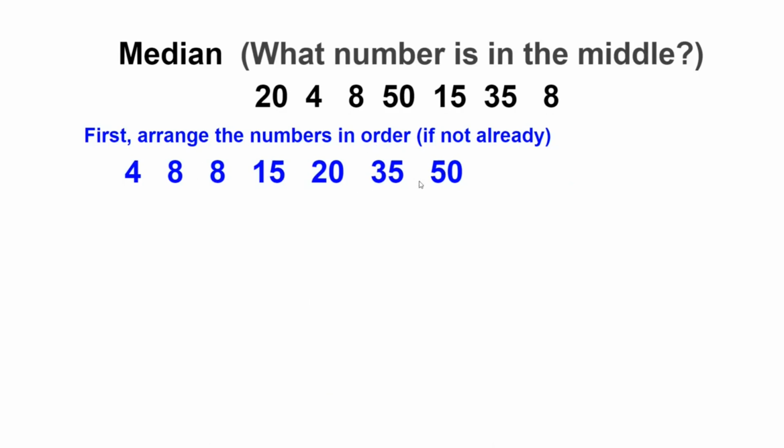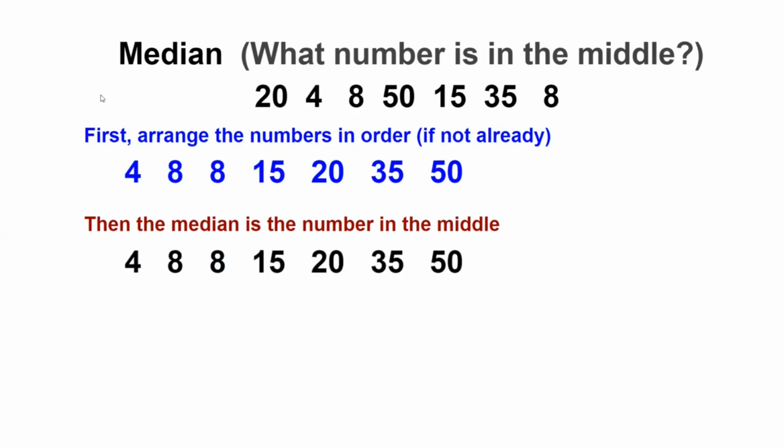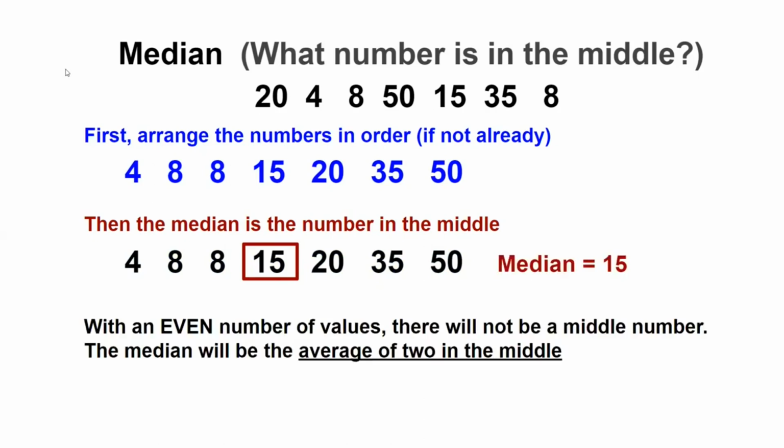Make sure that you have the same number of values in your rearranged list so that you didn't skip anything or add an extra one. There are 7 numbers up here. There are 7 numbers here. It looks like we're good. Next, the median will be the number in the middle. Because we have an odd number of values here, 7, the median will be the number right in the middle. Notice there are 3 on the left and 3 on the right. So 15 is right in the middle. That is our median.